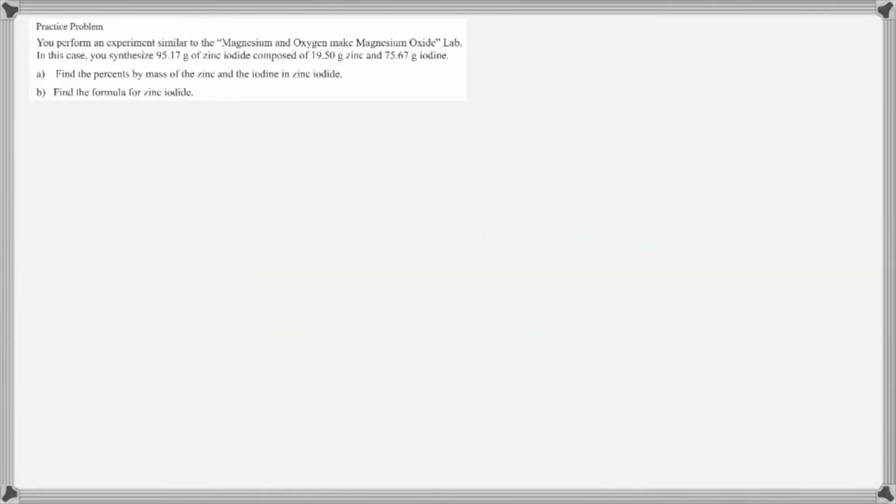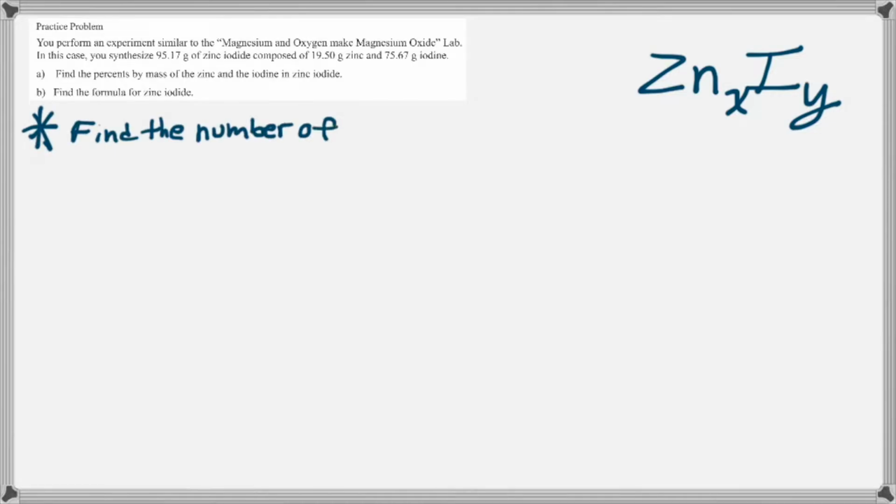Next, we'll find the formula for the zinc iodide. In other words, we need to find the values of the subscripts x and y that give us the ratio or proportion of the number of zinc atoms to iodine atoms in the zinc iodide. The first step is to find the number of moles present in our sample of each element.